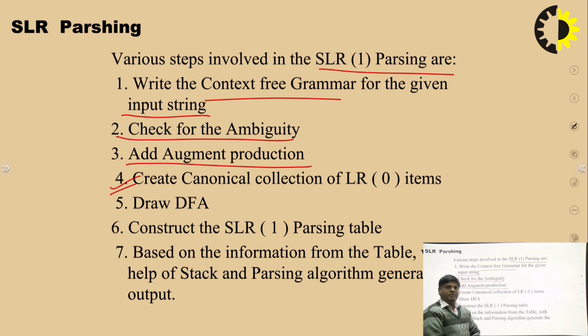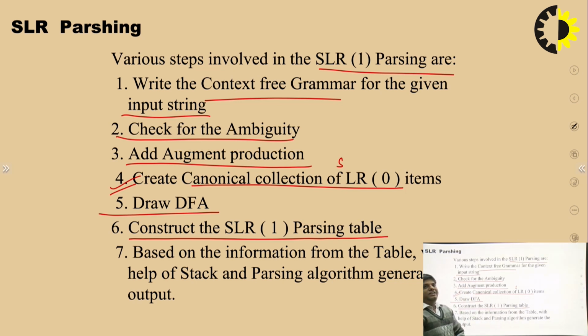In the previous lecture, I explained the LR parsing algorithm, in which I also created the canonical collection of LR items. Now, this is the main important procedure for designing the SLR parsing table. Once this is done, we draw the DFA of the canonical collection of SLR items. If we draw the DFA of a given context-free grammar, then we construct the SLR parsing table.